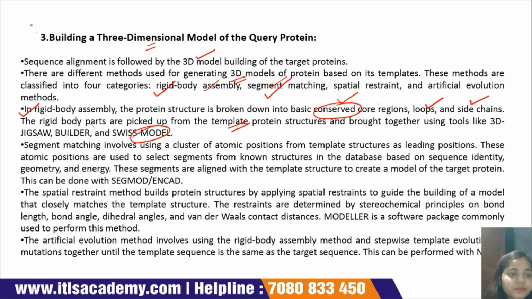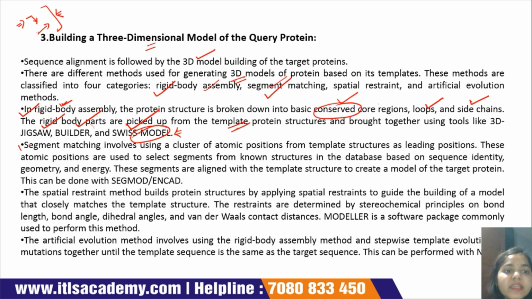In rigid body assembly, first we break down the protein structure. After breaking the structure, we pick up these body parts of the protein structure, then design the model. 3D-JIGSAW, Builder, and Swiss-Model are the bioinformatics tools that use this concept to perform homology modeling.